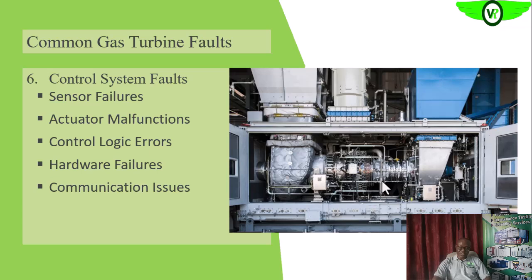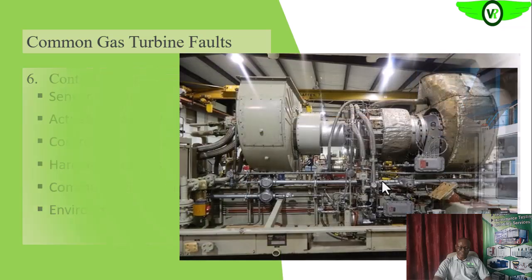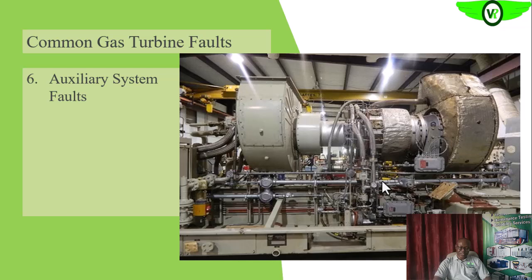Then communications issues between these components can also affect the gas turbine. Environmental factors can also introduce control system problems. Maybe the environmental condition is too stringent. That will affect the operational parameters that are expected in that area, and that will affect the functioning of the gas turbine.